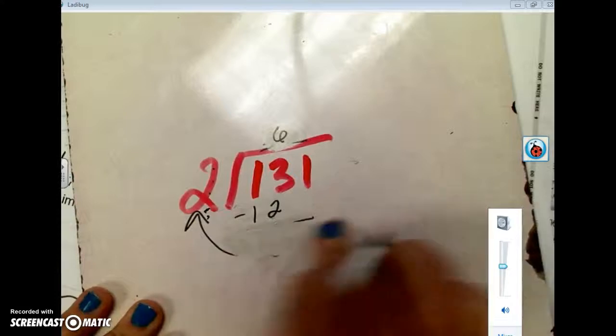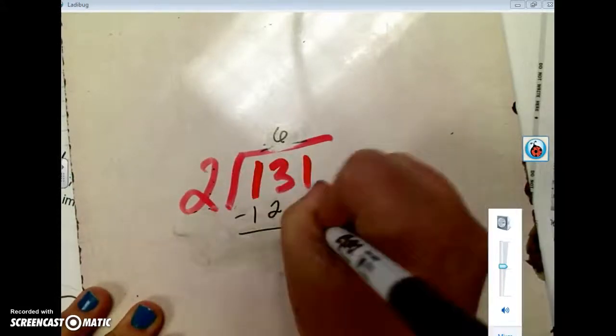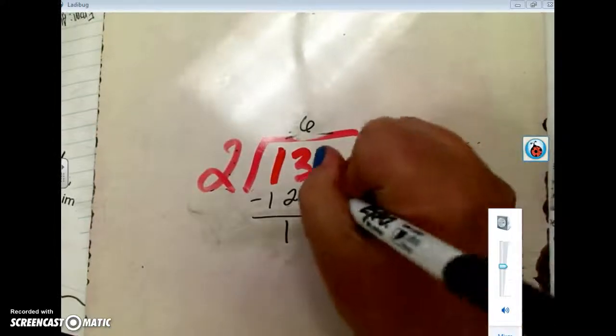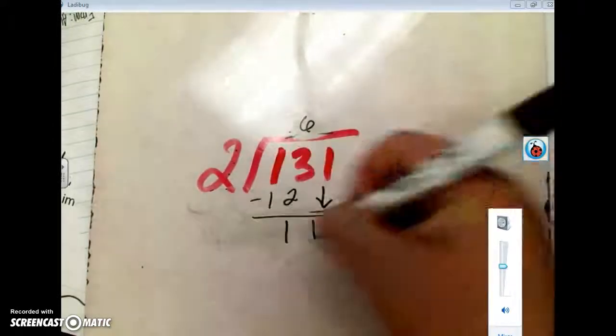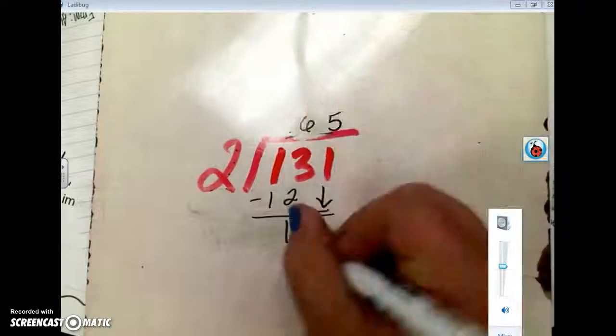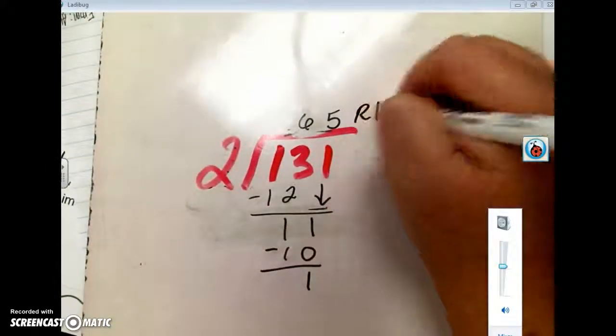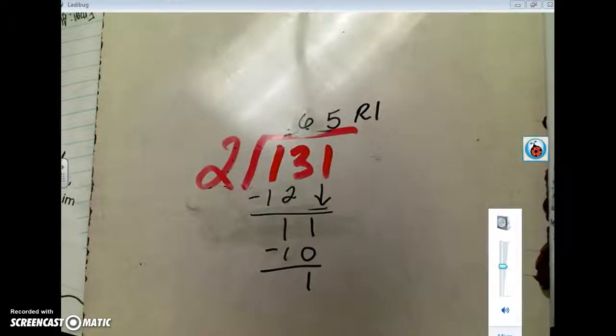Okay? So then when we subtract that, we get a much smaller number. Then I bring down my 1. 2 goes into 11 5 times, giving me 1, a remainder of 1. So keep in mind, when you're subtracting, before you bring down, if that answer is larger than your, what number? Divisor.